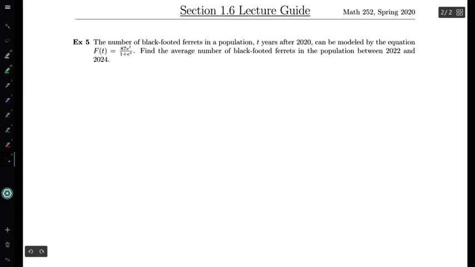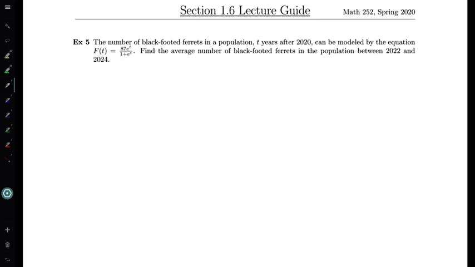Example 5, we have a word problem here. We are looking at the number of black-footed ferrets in a population t years after 2020, and it can be modeled by the equation f of t equals 87 e to the t over 1 plus e to the t. We want to find the average number of black-footed ferrets in the population between 2022 and 2024.